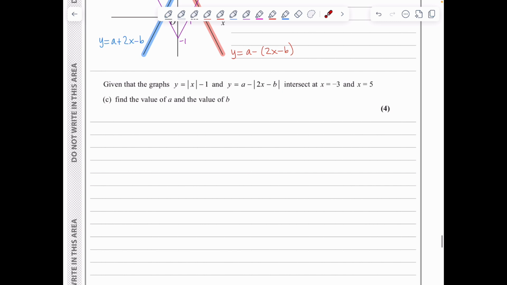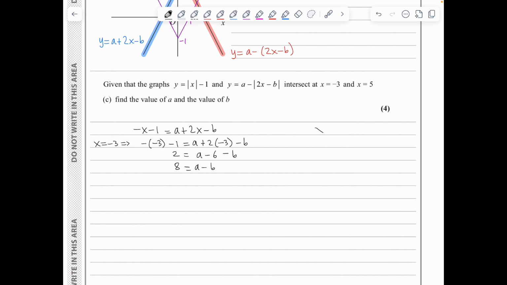So let's start by setting minus x minus 1 is a plus 2x minus b. I will set x to be negative 3, which leads to minus negative 3 minus 1 is a plus 2 times negative 3 minus b. So we've got 2 is a minus 6 minus b, and therefore 8 is a minus b.